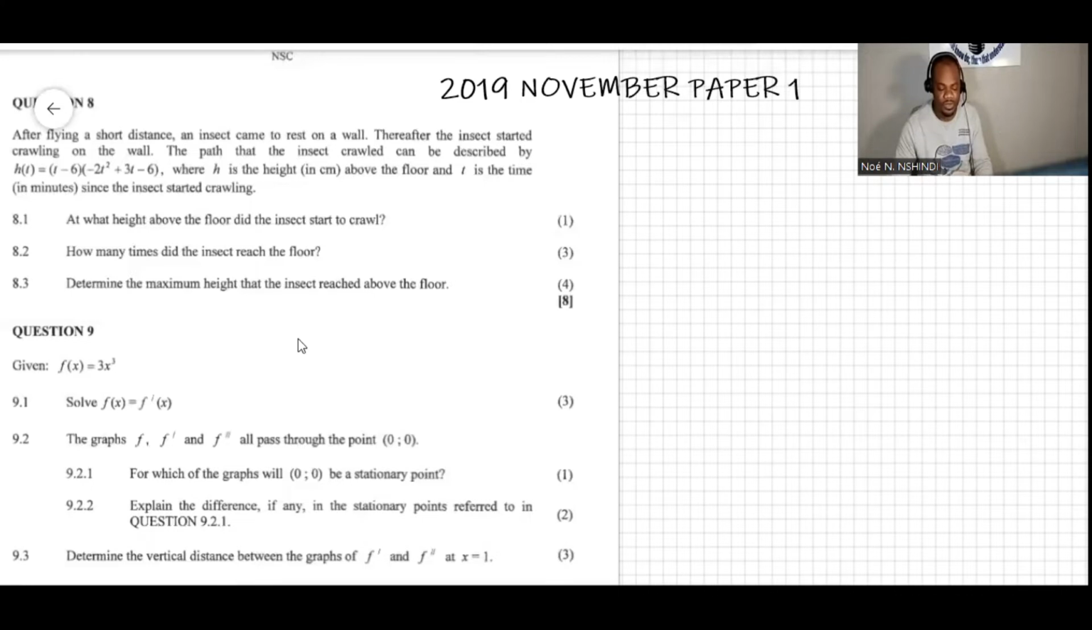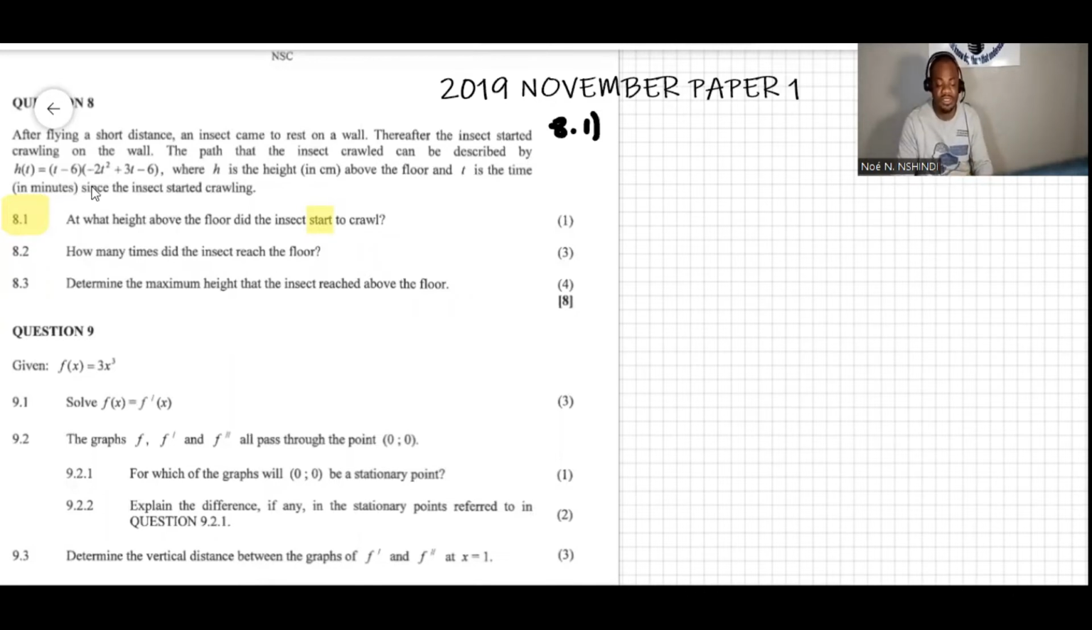Now, we're going to do question 8.1 here. The question says, at what height above the floor did the insect start to crawl? All right, and I'll write the question over here. Question 8.1. Okay. At what height? It's when it starts to crawl.